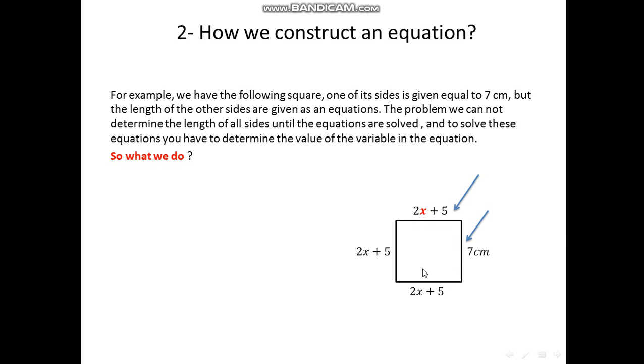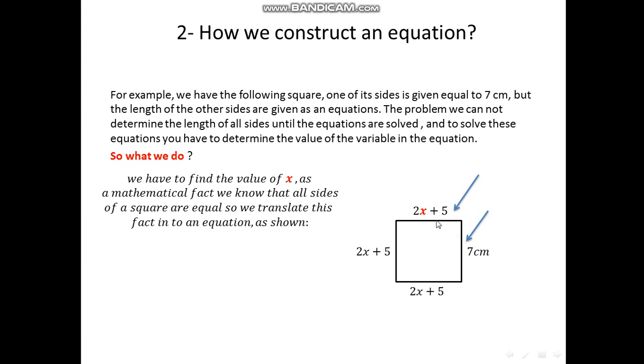So what fact do I know about a square which is related to its sides? I know that all four sides of a square are equal. So I use this fact to construct my equation. I take only two sides. I take one of the pieces of information that I have here, 7, and I equal it with 2x plus 5. We have to find the value of x. So this is the fact which I depend on to find the equation. So I have 2x plus 5, and I equal it to 7. This is the equation now.